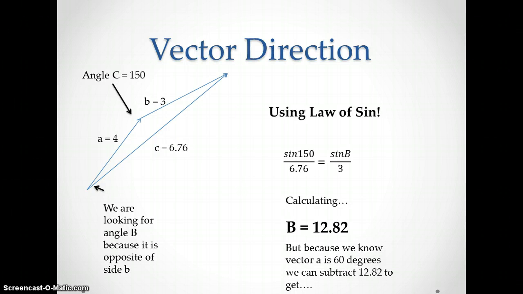So we know that the vector A is 60 degrees in total. So we can subtract the 12.82 to get our answer of 47.18 degrees. Keep in mind that the angle 12.82 is the acute angle of the entire triangle ABC. So subtracting 12.82 from 60 would give you the leftover angle of vector C.